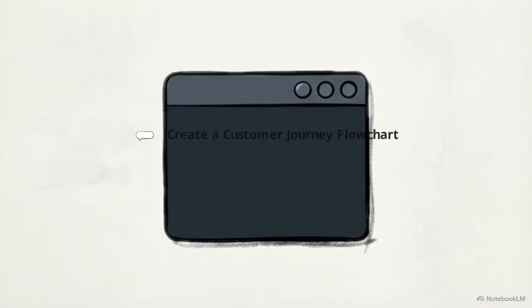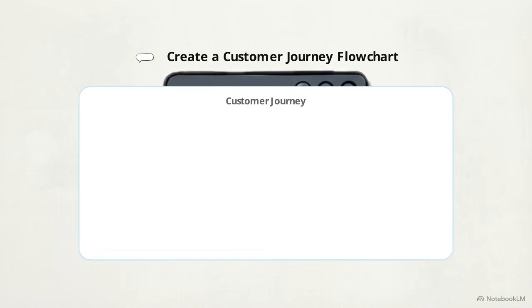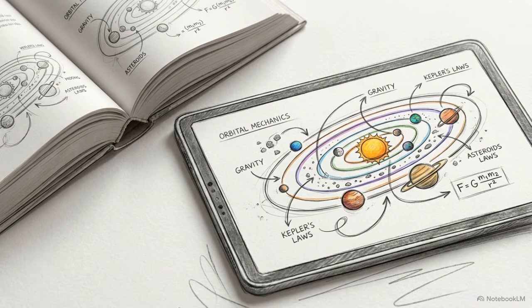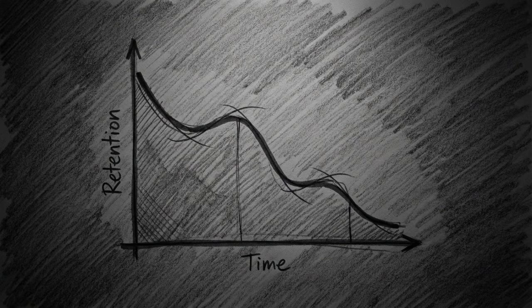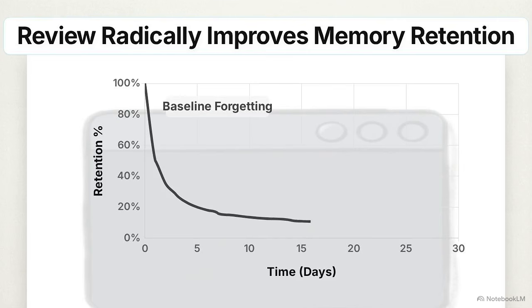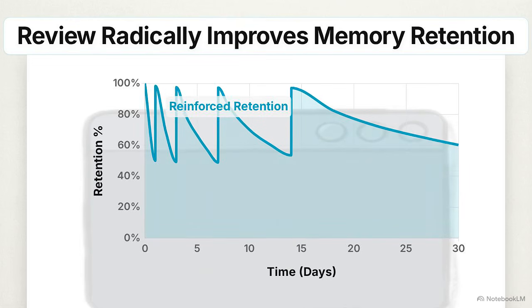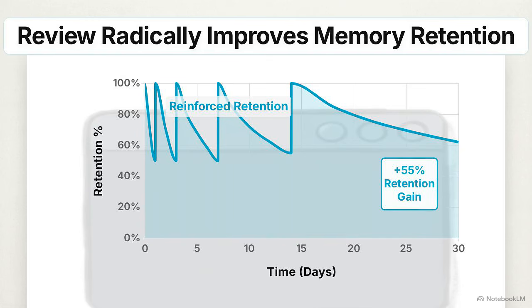Step 1 for mapping a process is prompting a customer journey flowchart. Claude generates a sequence that tracks a user chronologically, starting from initial discovery, moving through onboarding, and ending at daily product use. Next, we can build an interactive educational model. If we ask to see how memory retention works, Claude builds a visualization of the Ebbinghaus forgetting curve, mapping how knowledge decays over time. This graph shows memory dropping off sharply over the first few days, but you can physically drag the timeline slider labeled revision to the right.